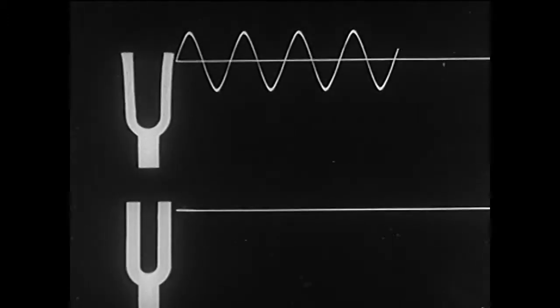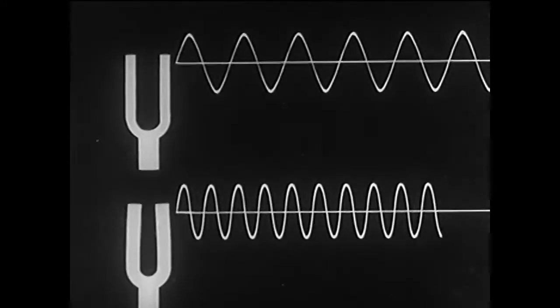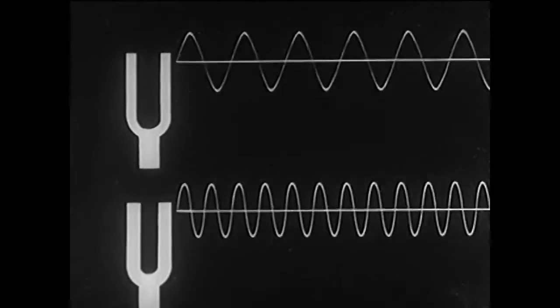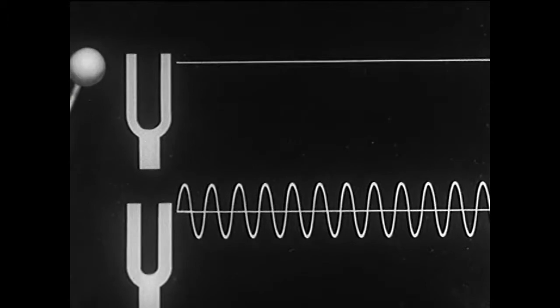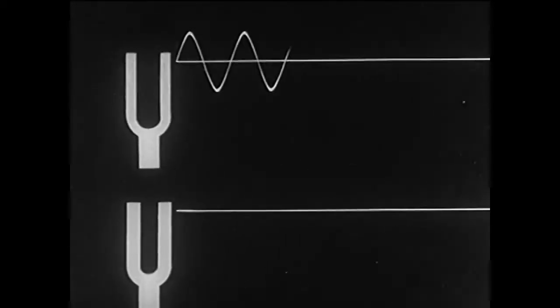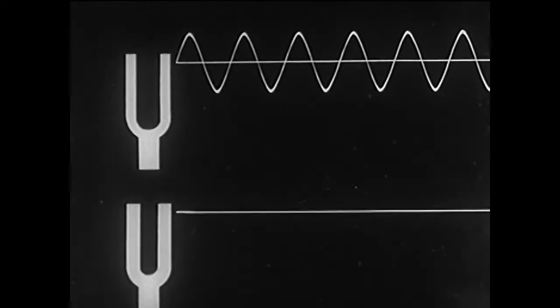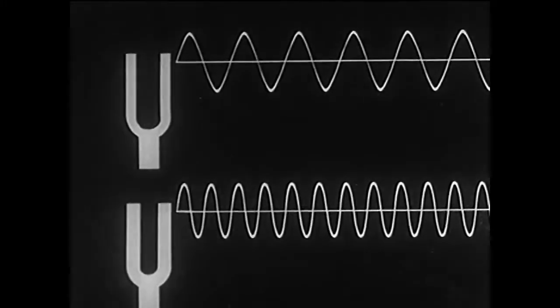To explain such differences, we picture two different sound waves. Here, the lower fork makes more complete vibrations per second. Therefore, its frequency is greater. It is evident that the one with the greater frequency has the higher pitch.